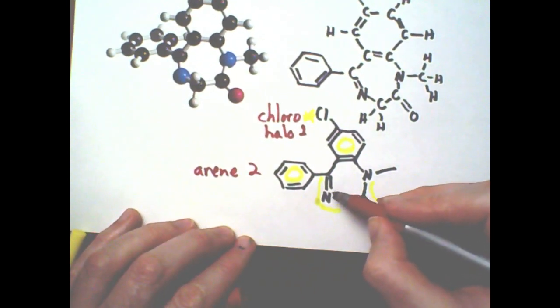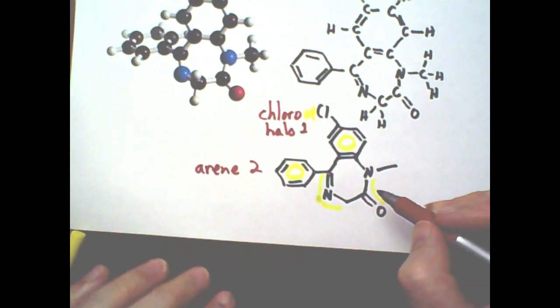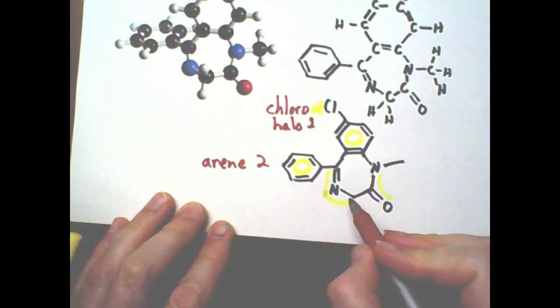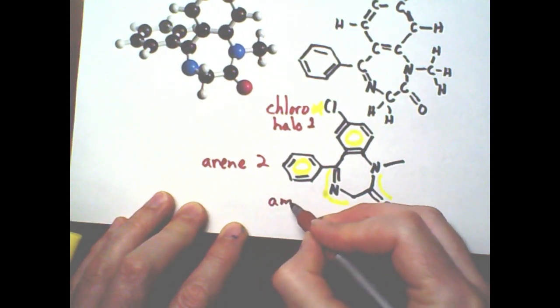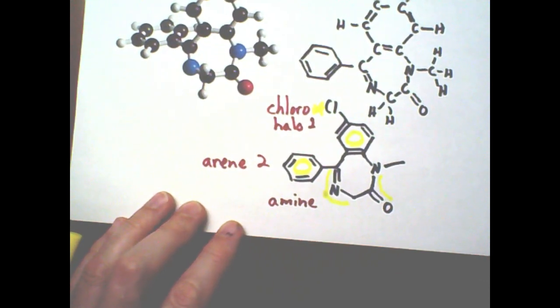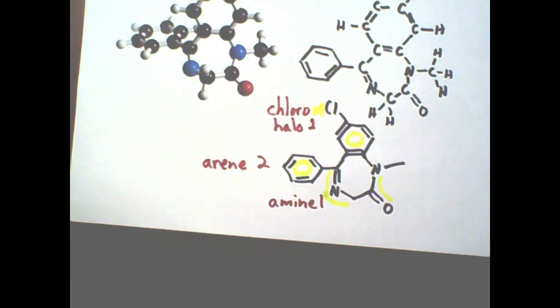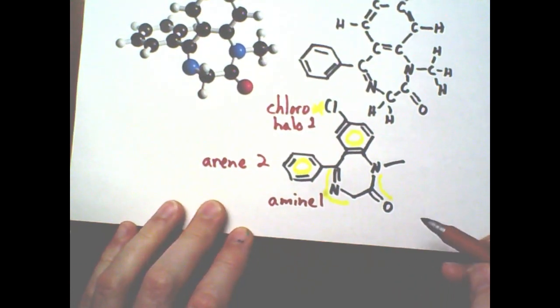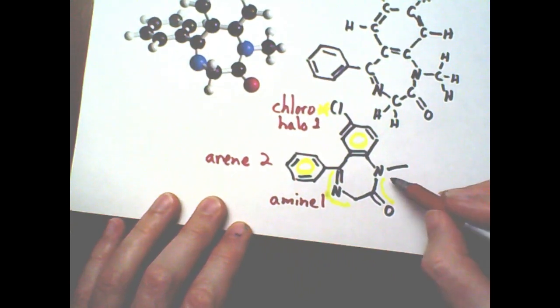We've got a nitrogen here with a double bond and a single bond. That's got its own functional group name, but for now it's similar to an amine. We're going to say we've got one amine, realizing that if you study in more depth, you'll find out I called it the wrong thing.